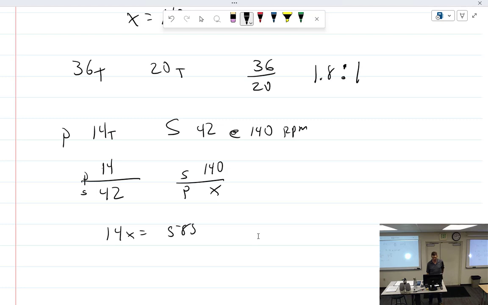5880 from before. Divide both sides by 14. And we get x equals 420. X equals 420, which I think was the question in the last one.